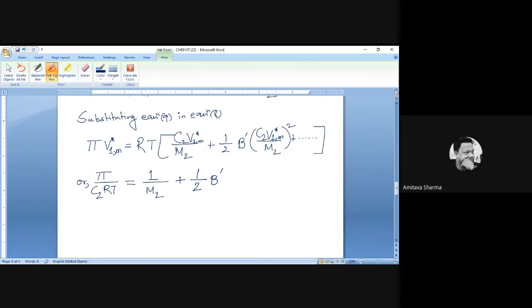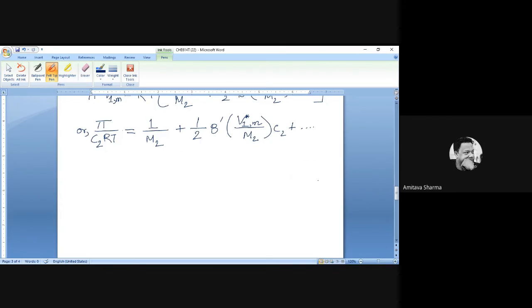C2 has been eliminated, there is C square, so one C2 remains, 1 V1 prime remains, so it becomes V1 star into M by M2 into C2. So this is the part, and retaining, just a minute, just simplify it a little more.